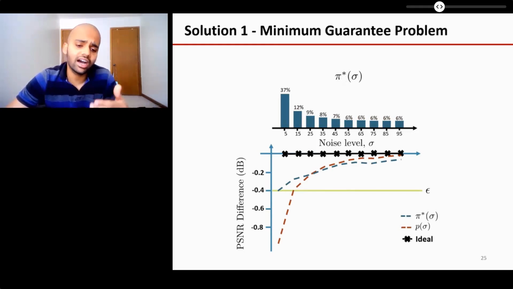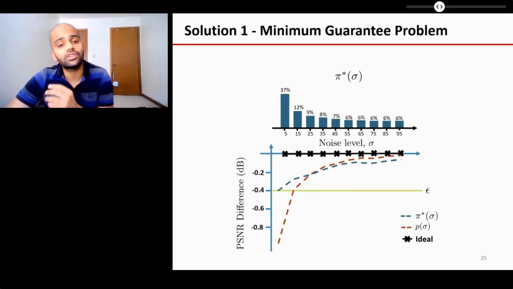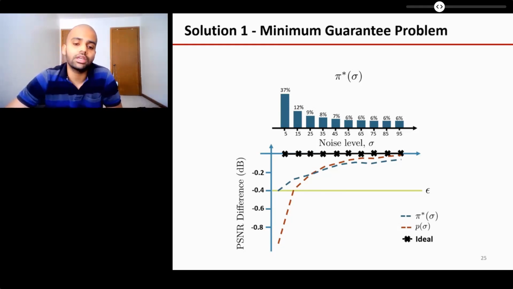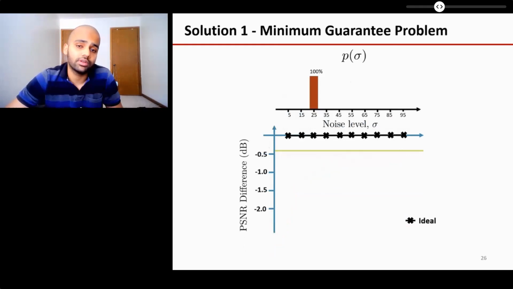You can see that the algorithm is playing a trade-off game where it reduces the PSNR difference from 1 dB to 0.4 dB at the lowest noise level, while the PSNR difference increases by a small amount at the highest noise level. Now let us take a look at another example where we assume all the noise samples are coming from a noise level of sigma equal to 25. The corresponding PSNR difference curve looks like this.